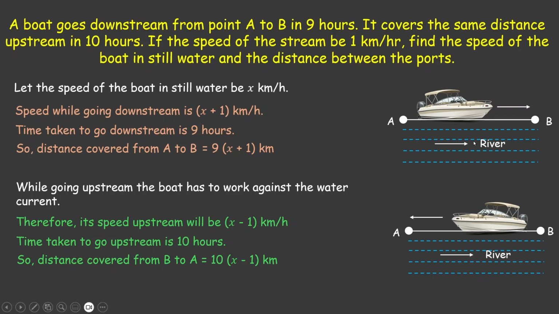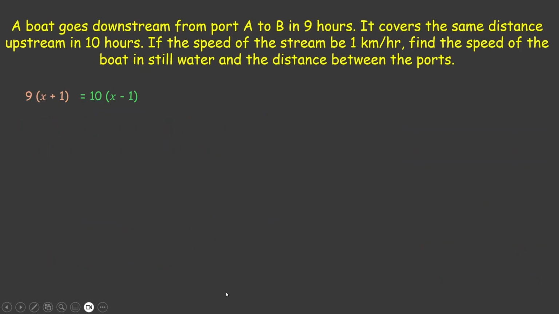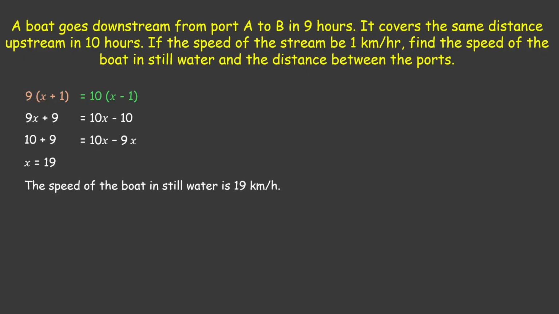Now whether we go from A to B or B to A, the distance is the same. So 9 into x plus 1 is equal to 10 into x minus 1. This is 9x plus 9, which is equal to 10x minus 10. And negative 10 when transposed becomes positive. This is equal to 10x minus 9x. So x is equal to 19, which is the speed of the boat in still water.